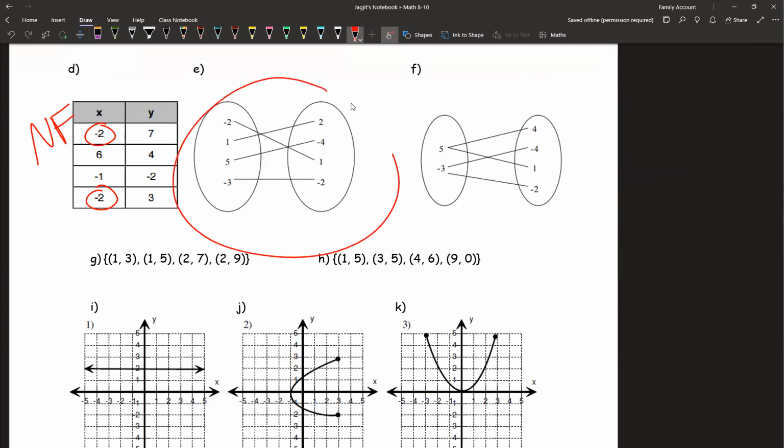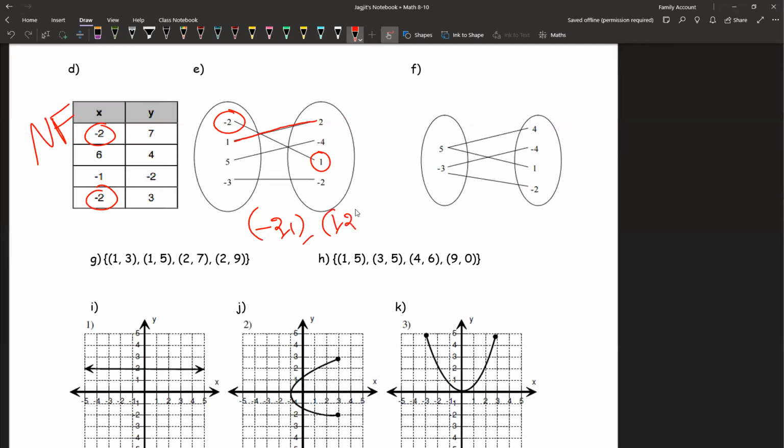Now, when they give you something like this, guys, you should always try to make points out of those. See over here, you have a line going from -2 to 1. That means the point is (-2, 1). And then you have a line going from 1 to 2, so the point is (1, 2). And then you have 5 to -4, so you have a point (5, -4). And then -3 to -2, so (-3, -2). Did any x value repeat? No x value is repeated. Therefore, this is a function.